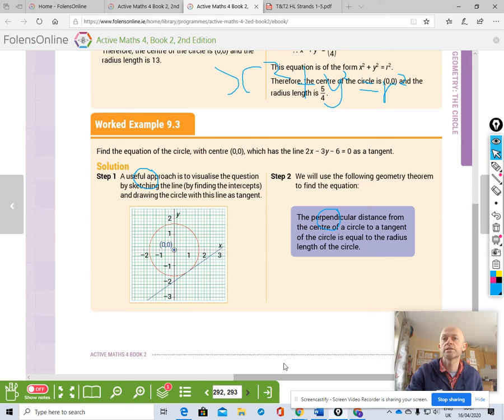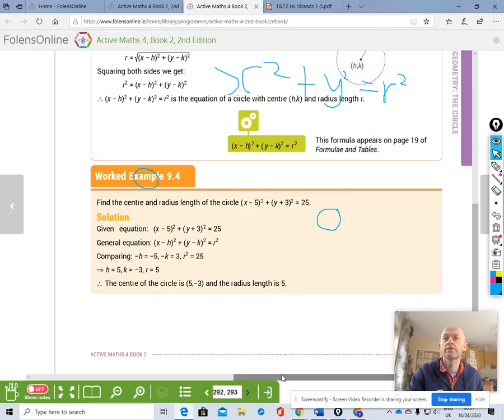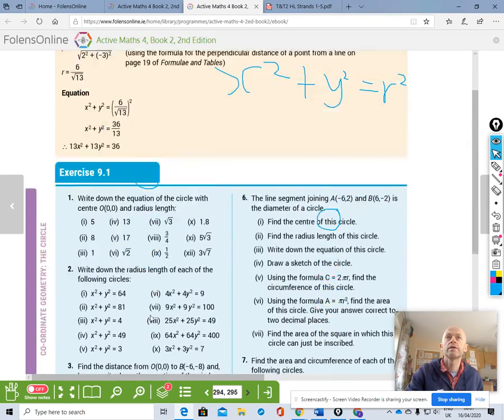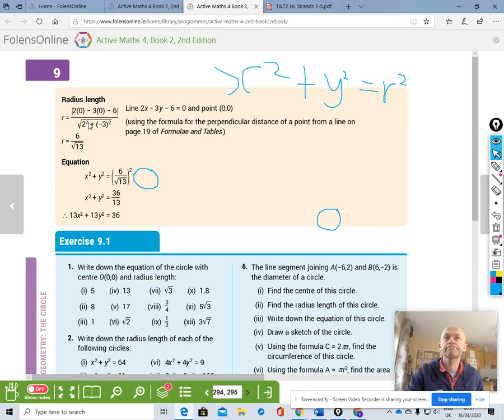So let's have a look at the next page and see how we get on with that. So here it is. You find r is equal to the modulus of 2 times 0 minus 3 times 0 minus 6. So a is 2, b is minus 3, and c is minus 6. And my x1 and y1 is 0, 0. So you fill all that information into the formula, you will get r is equal to 6 over the root of 13. And then you just go and write down the answer.